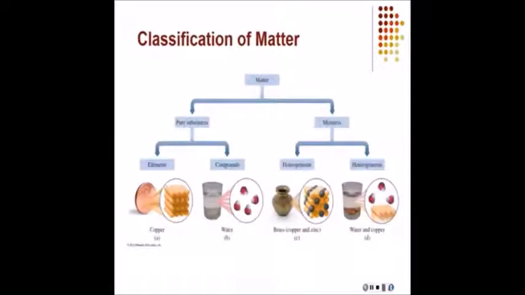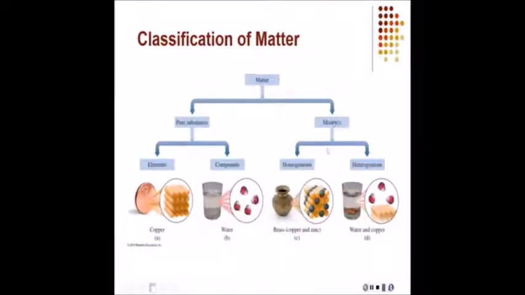This is a nice chart for classifying matter, and you can see that we can take matter and break it down first into pure substances and then into mixtures. And then each of these can be further subdivided. Pure substances can be broken into elements and compounds. For our element, we have an example here, copper. That's the copper on the outside of a penny. And for the compound, we have water, and it's supposed to represent water molecules.